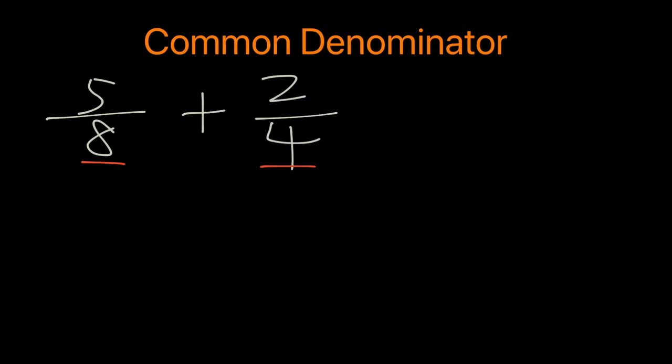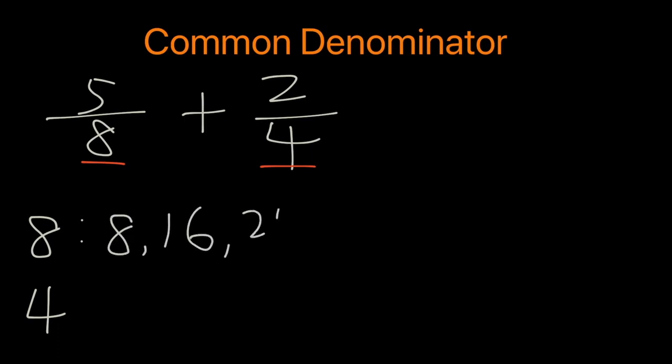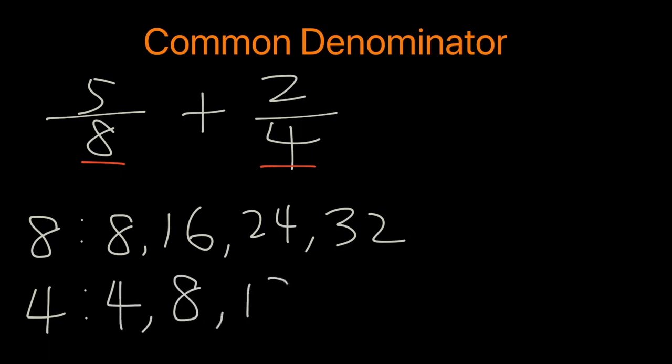To find the common denominator, we would take 8 and we would take 4 and find out if any of the sequence will have a common denominator. So for 8 times 1 is 8, 8 times 2 is 16, 8 times 3, 24, 8 times 4, 32. Okay, now for 4 times 1 is 4, 4 times 2 is 8, 4 times 3 is 12.